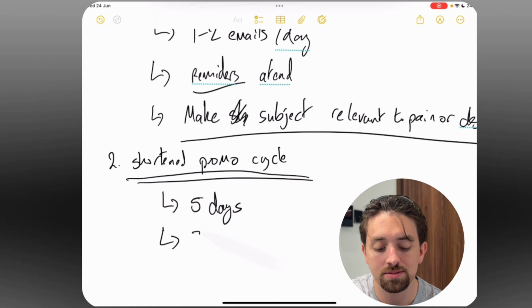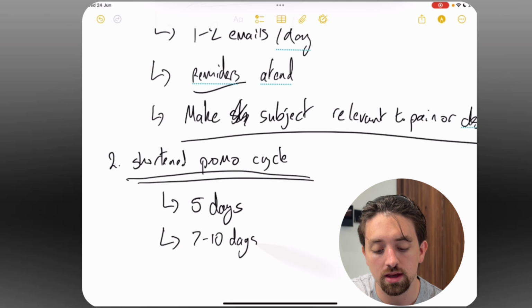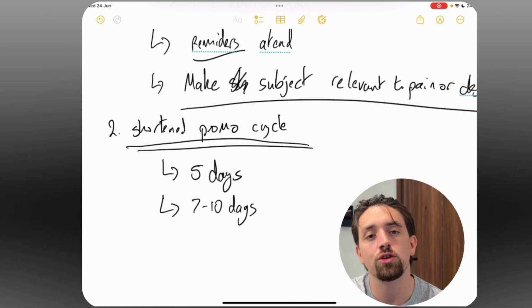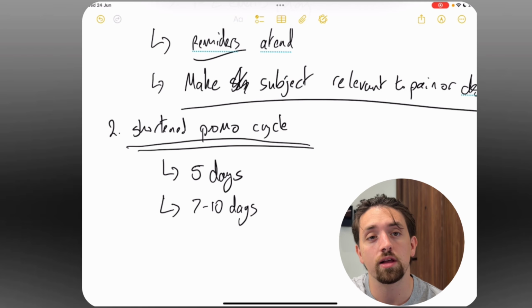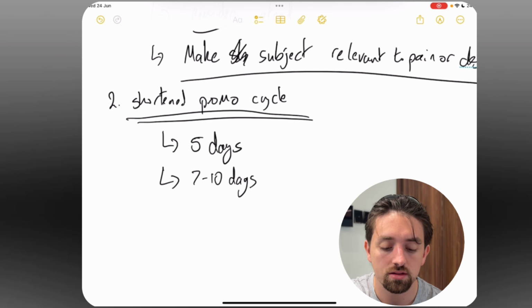This, you can extend it to 7 to 10 days, really speaking, that's going to be fine. And again, with organic, you have much more room for error because they know about you, they care about you. Unlike with cold ads, they don't care about you. So that's what I would say there.